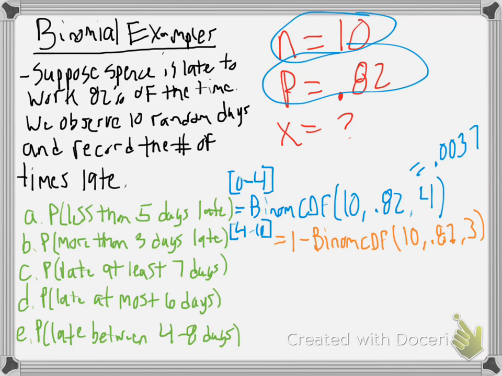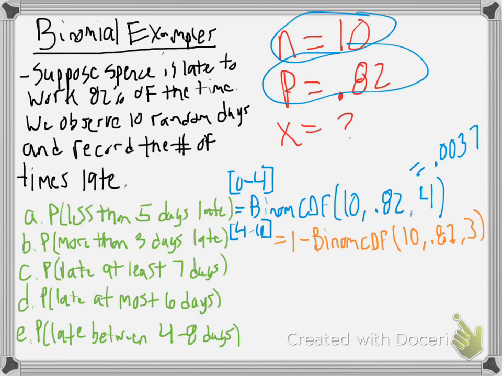So you do that, 1 minus Binomcdf of 10, 0.82, 3, and we get 0.9996. I'm going to run out of room, and I don't have any room to write it. Don't worry about that. I'm just showing you the process.